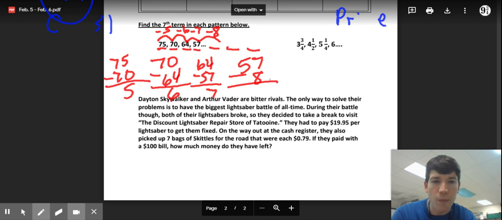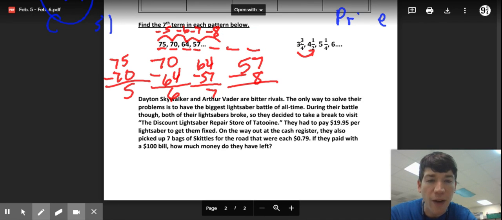We have 3 3/4, 4 1/2, 5 1/4, and 6. Now I notice that I'm going up each time, increasing in my pattern, so I'm probably most likely adding or multiplying. I notice I'm going from 3 3/4 to 4 1/2. Now, one thing I could do here is subtract those.